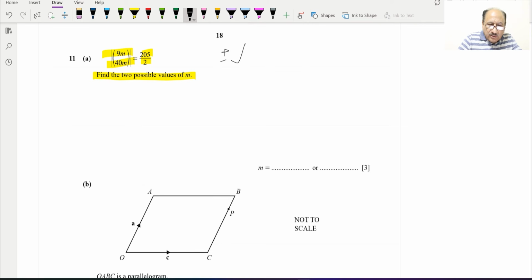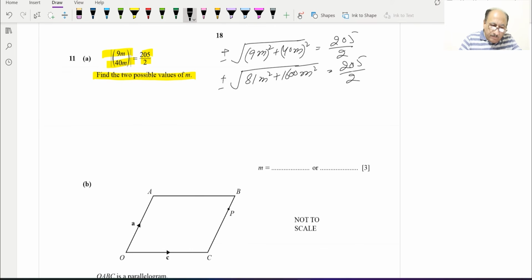We can take under root of 9m square plus 40m square, and this will be equal to 205 over 2. Further we can solve, and this will be under root of 81m square plus 1600m square, and this is equal to 205 by 2.